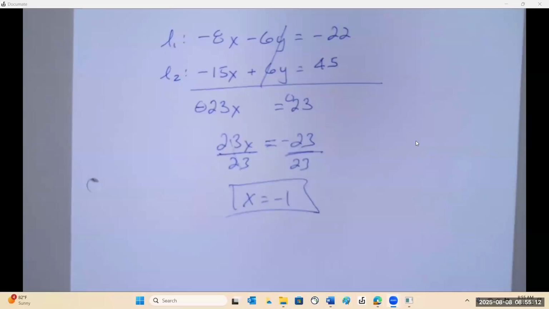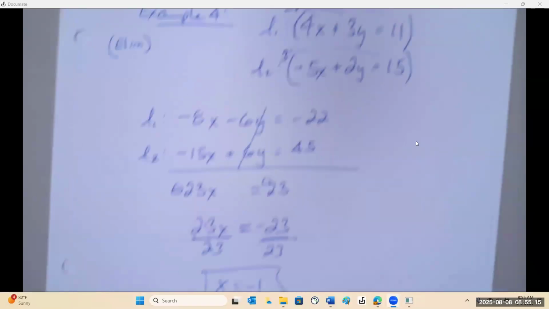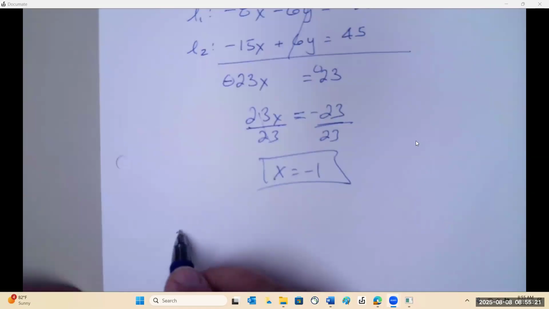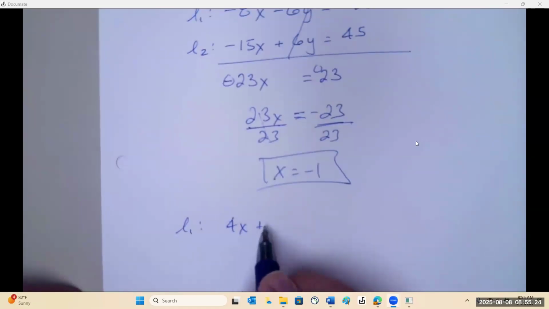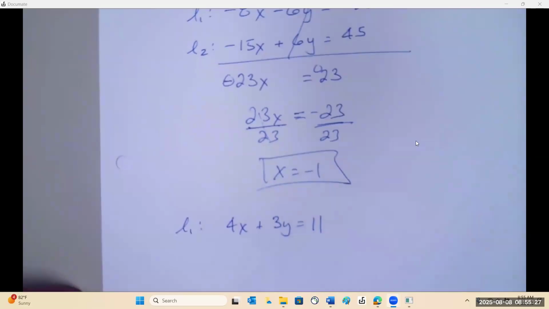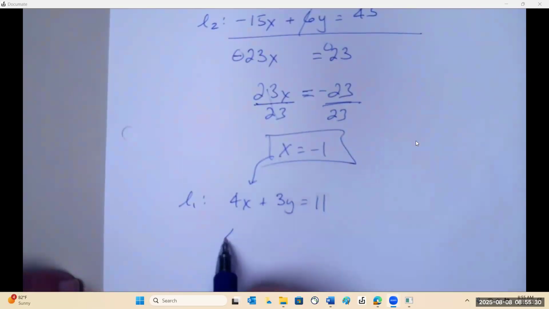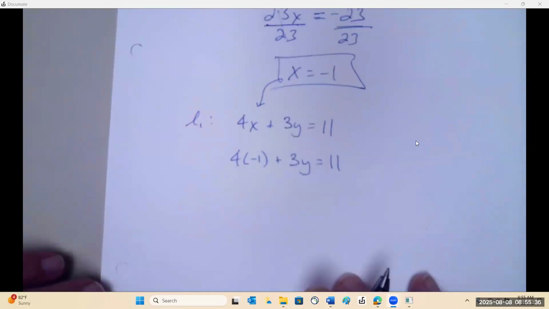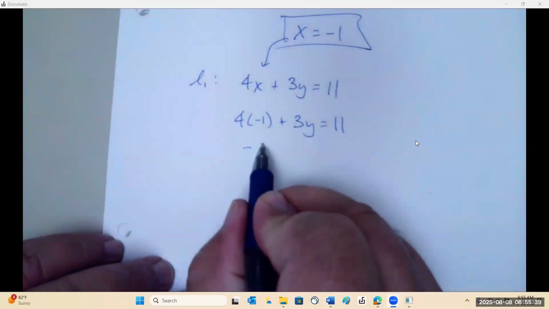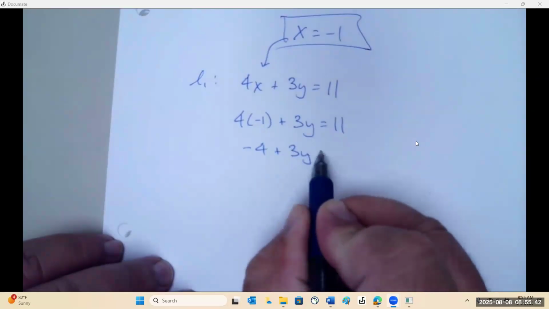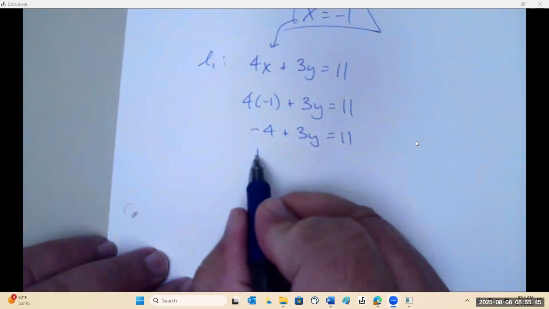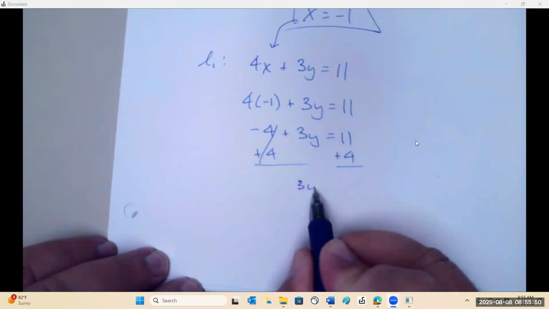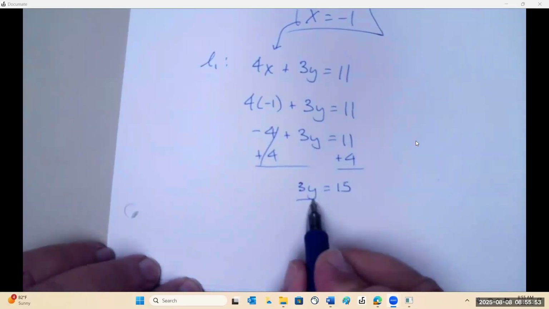Plug it into an equation. Plug it into either of the original equations. Line 1 or line 2, which one are you gonna plug it into? All right, we'll choose line 1. So that's 4x plus 3y equals 11. Anywhere I see an x, I put a -1, and solve for y. So it's -4 plus 3y equals 11. Add 4 to both sides, and divide by 3.